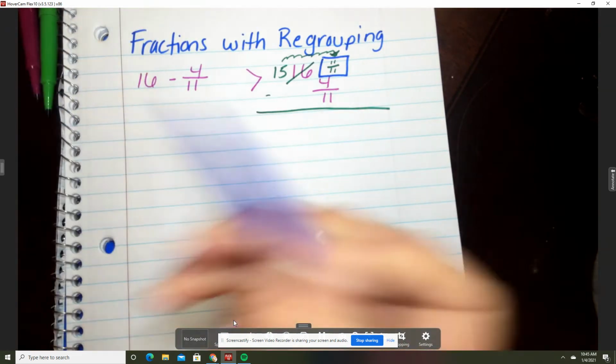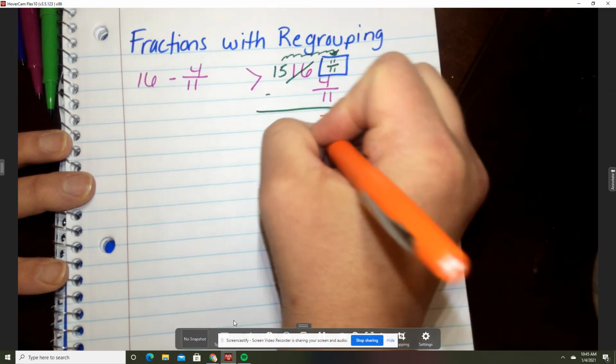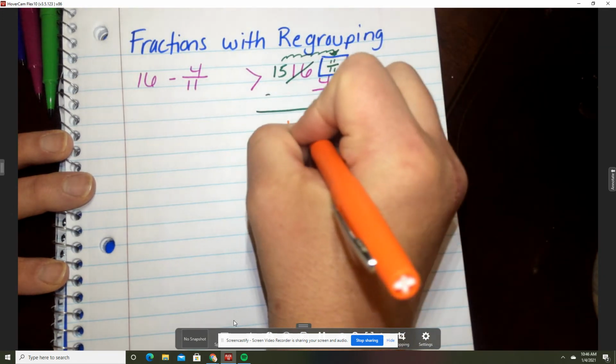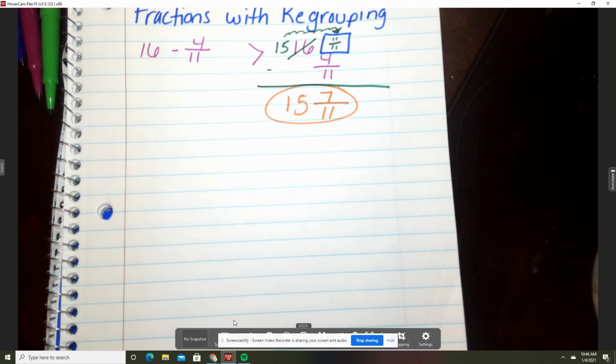And then the only thing you have to do is say, okay, well, 11 minus 4 is 7. And that would be 7/11, and bring down your 15. Done. That's it. That's all you got to do. So it looks hard, but it's super, super easy.